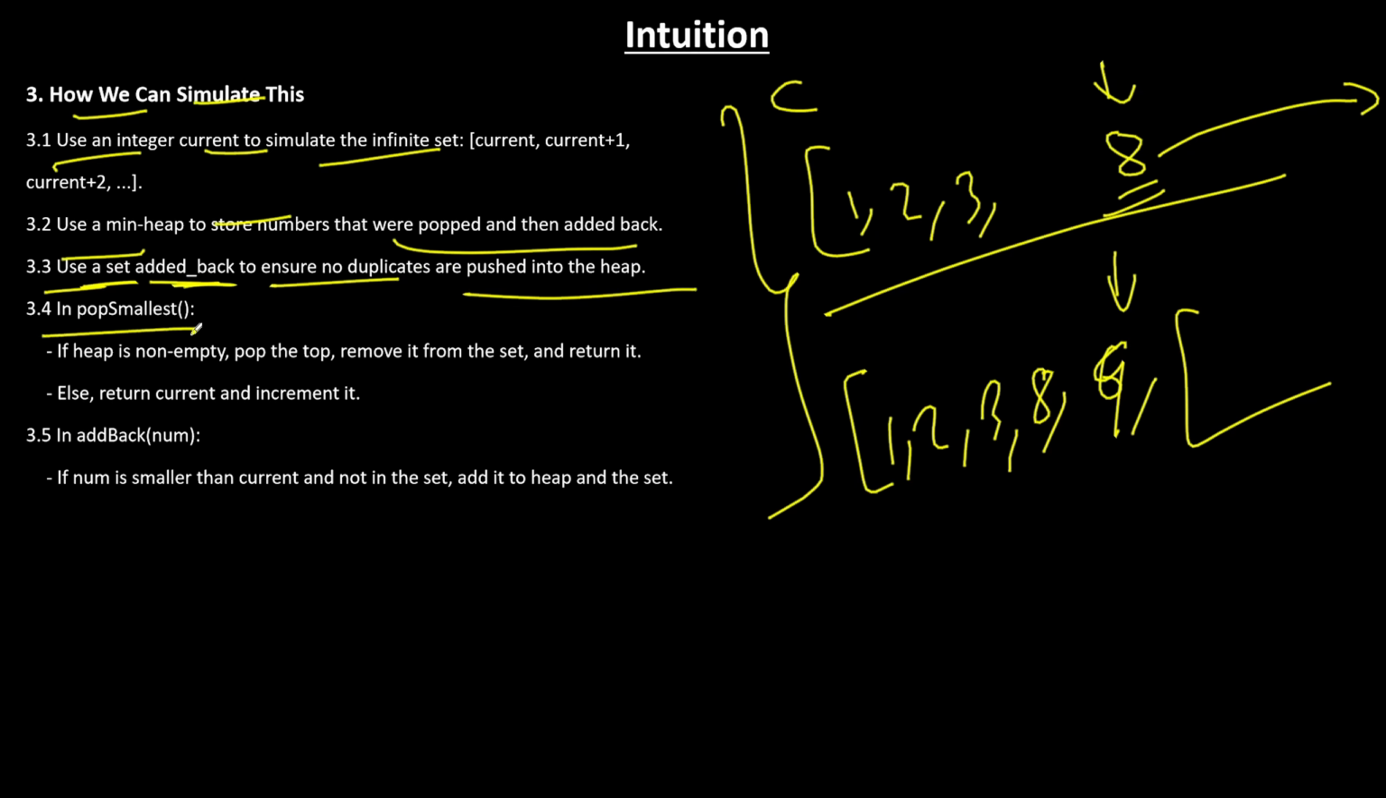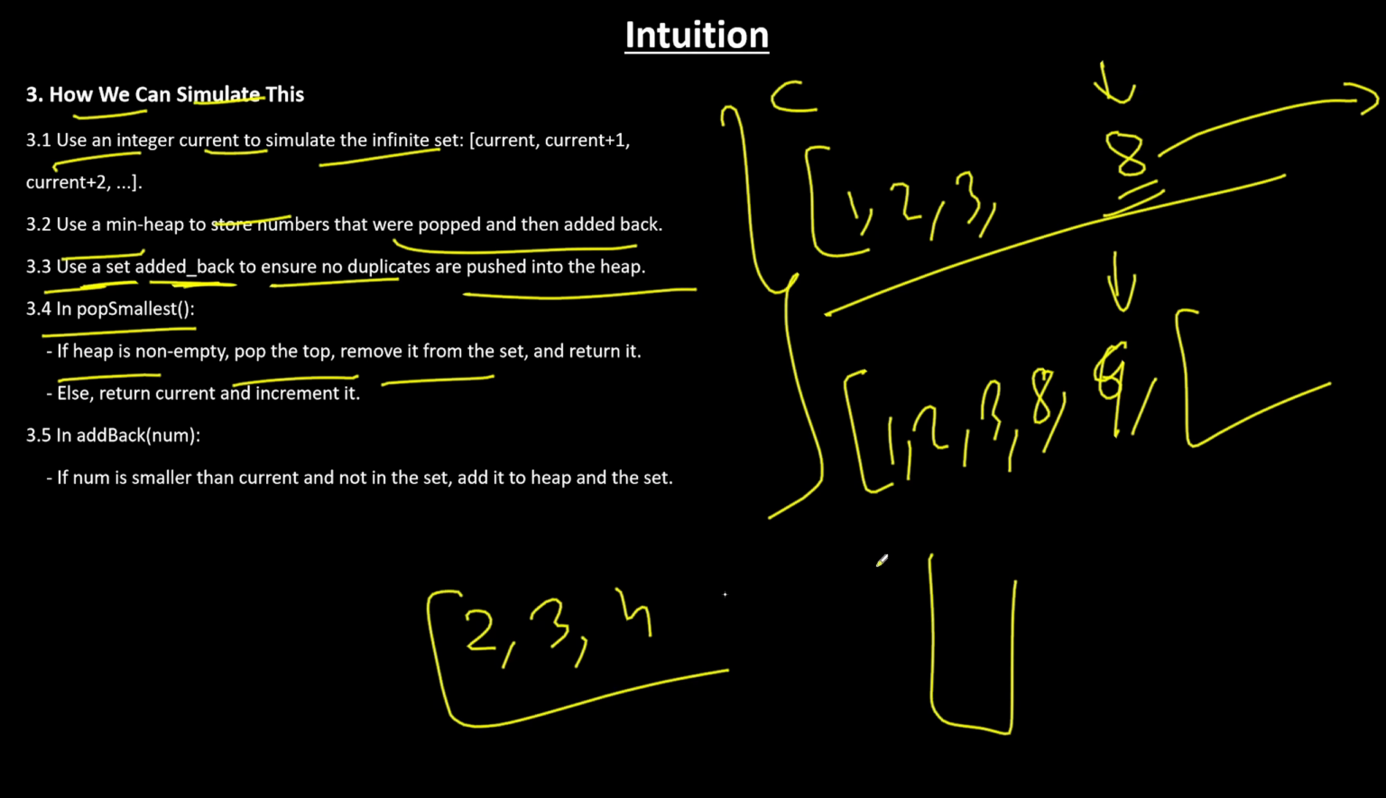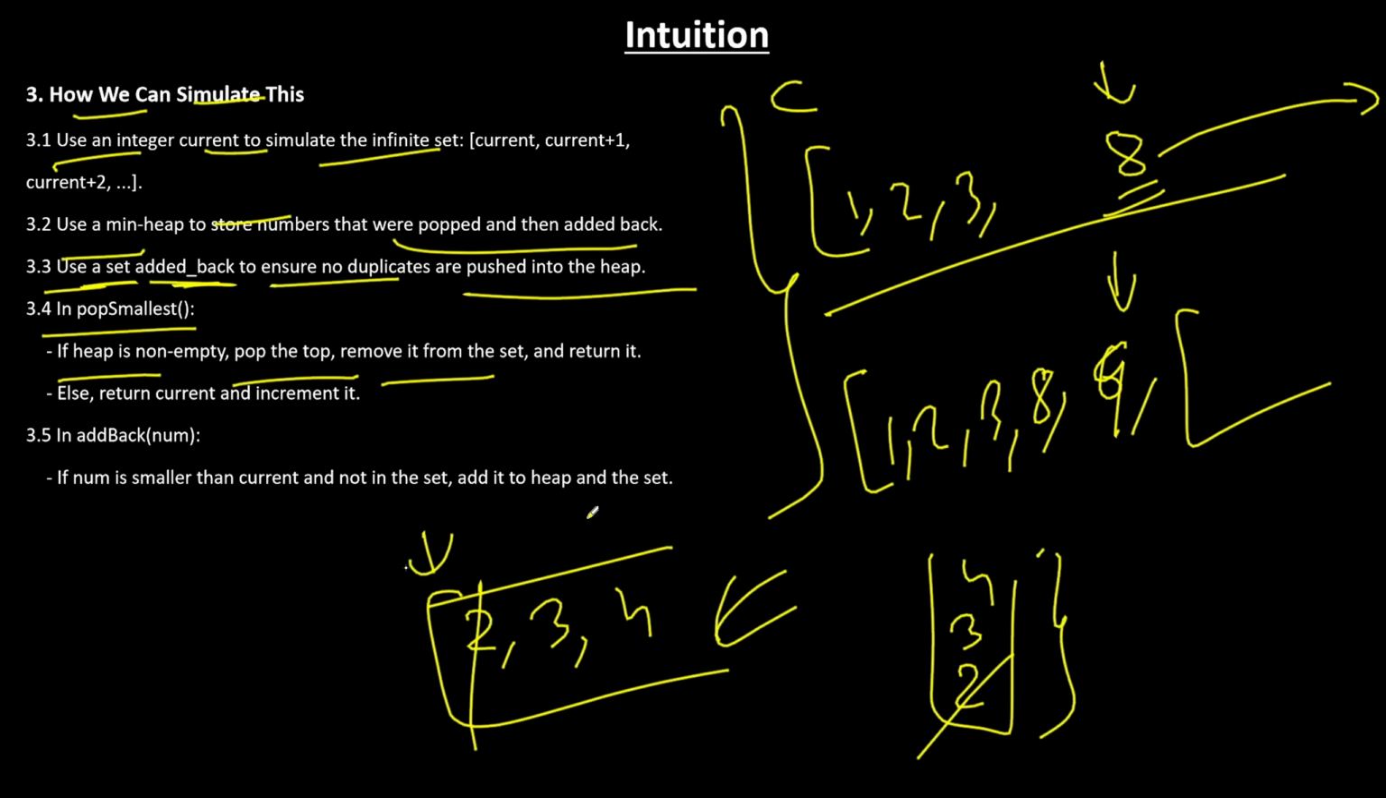Now, in popSmallest, if the heap is non-empty, we pop the top and we remove it from the set also. Because if we remove something from the heap, this is the heap, this is the set, we should remove it from the set. Why? Because if you have already removed it from the heap and not from the set, it won't be added back into the heap if that particular number comes in the add function. So that won't make any sense. Therefore, when we pop something, we pop it from both. Else we return the current number and increment it.